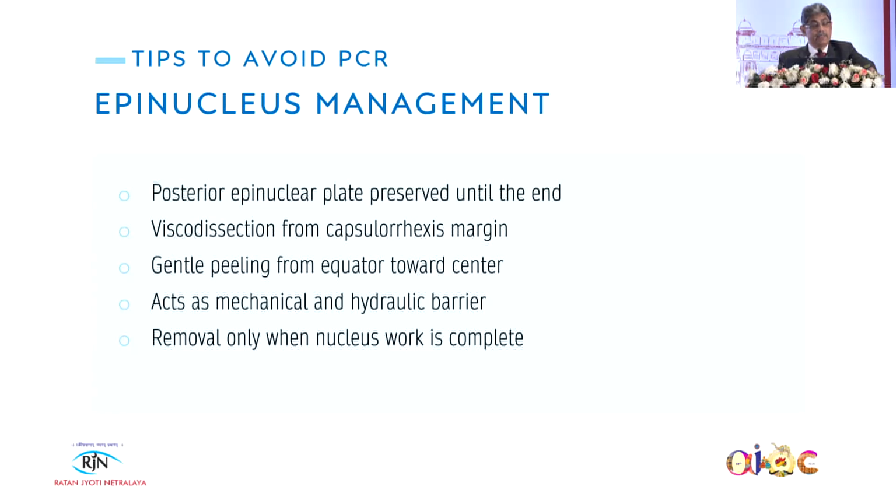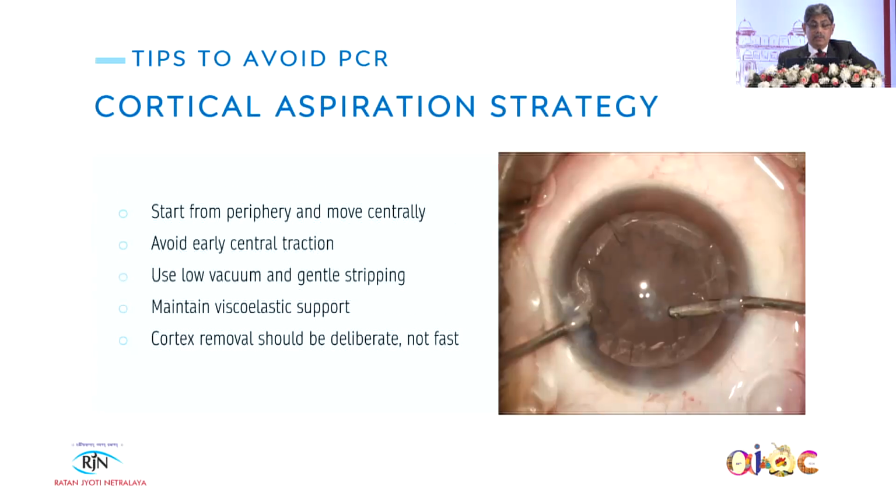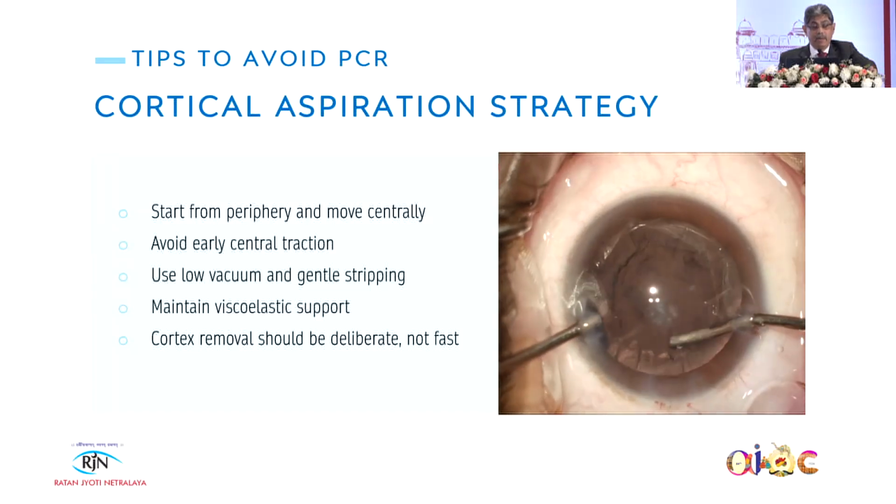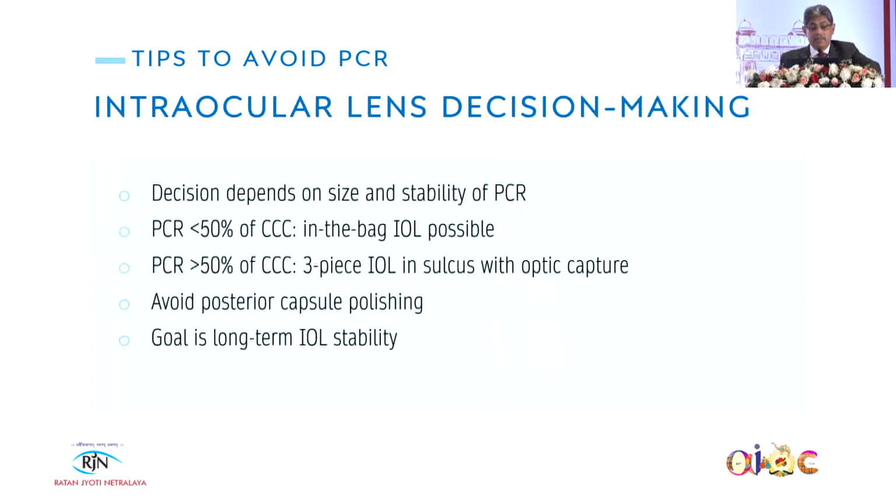Viscodissection could be done, or you can use the iris spatula to release the adhesions of the epinucleus plate and bring it to the anterior chamber. Cortical aspiration should be done from the periphery, and the central part, the area with the mouth-eaten appearance, should never be touched, even if you see it. Maybe you can touch it after you have implanted the lens.